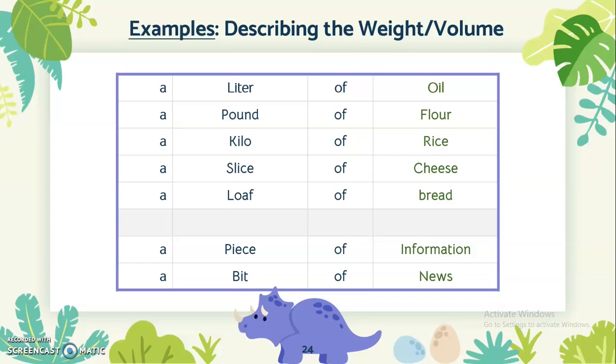A liter of oil, maybe change it into plurals in this way: 2 liters of oil. Give me 2 pounds of flour. Give me 4 kilos of rice. Give me 5 slices of cheese. Give me 10 loaves of bread. So in this way, you can make them plural.